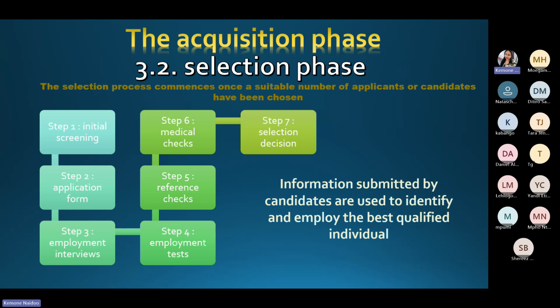We are starting to interview them. We are starting to get to know their personality. Step 4, okay, employment tests.